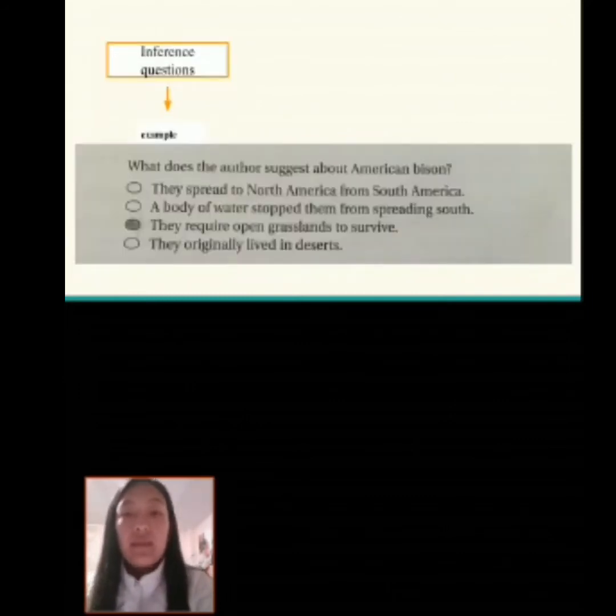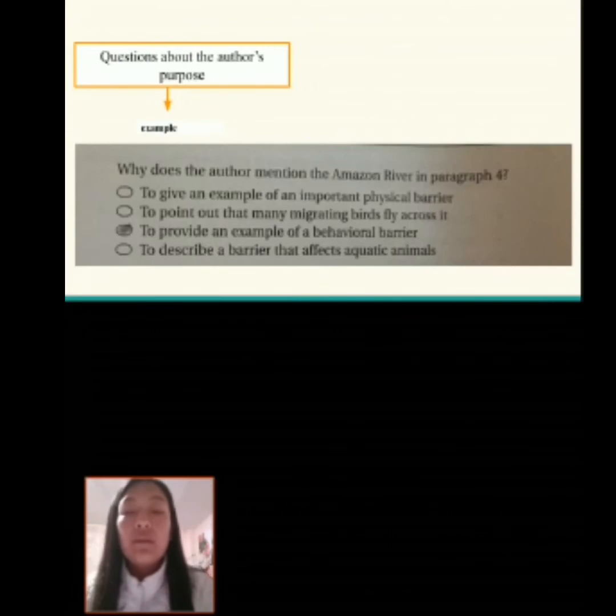The next is inference questions. This asks you to draw conclusions based on information in the passage. Questions of this type will often contain words like imply, suggest, or infer in the question prompt. And the last one is questions about the author's purpose. This asks you why the author uses a certain word or a certain detail or example in the passage.